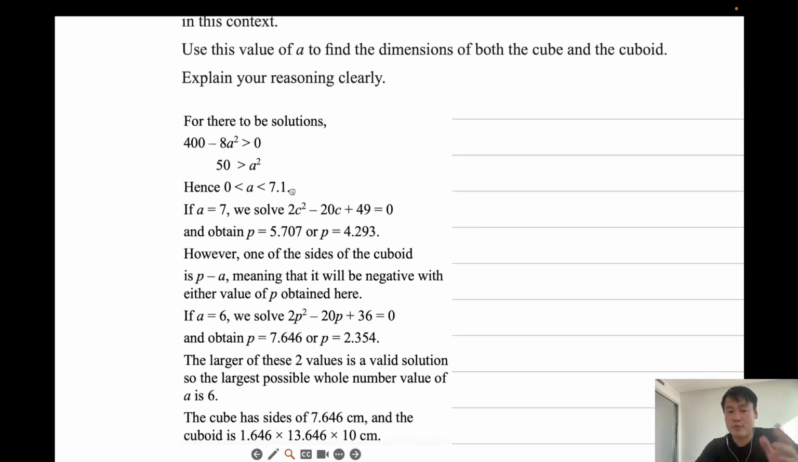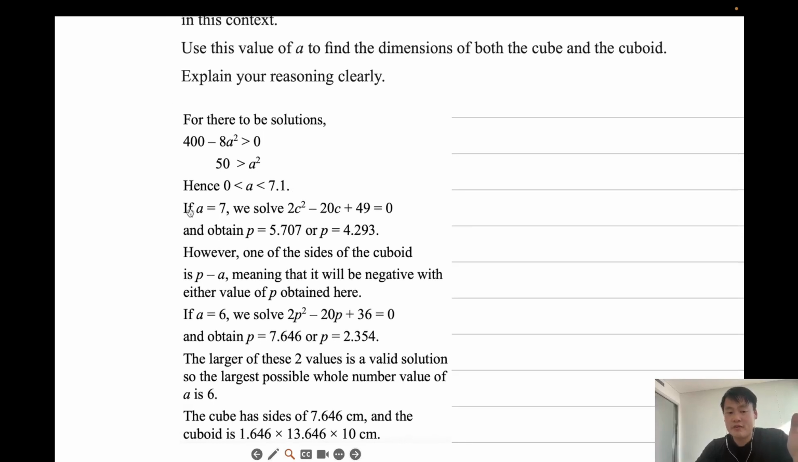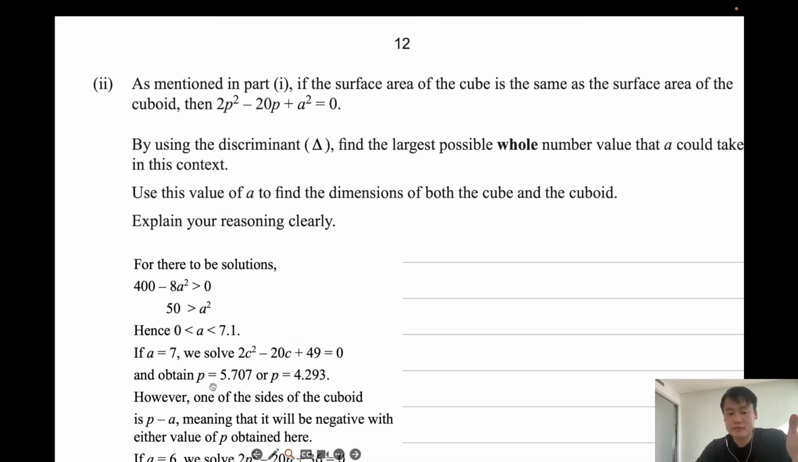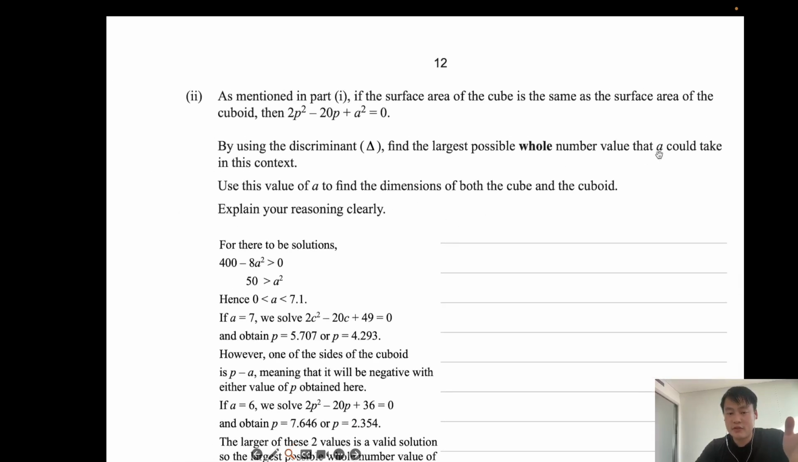Okay, because a is an actual dimension over there. Now if a is equal to 7, do you see how it uses the value of a to find the dimensions? They're saying find the largest possible value of a that it can take. So if they're telling you a has to be between 0 and 7.1, remember a has to be a whole number. What's the biggest whole number between 0 and 7.1? Of course it's 7, right? So you say a is equal to 7, and then you plug that into this equation over here. And that's what we get.